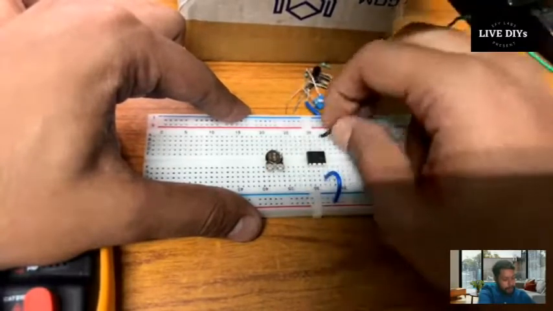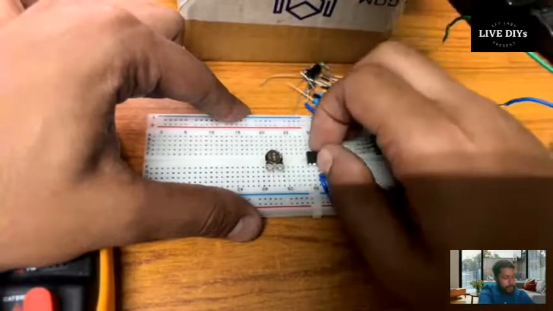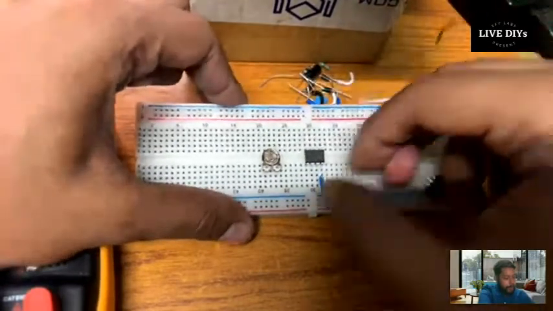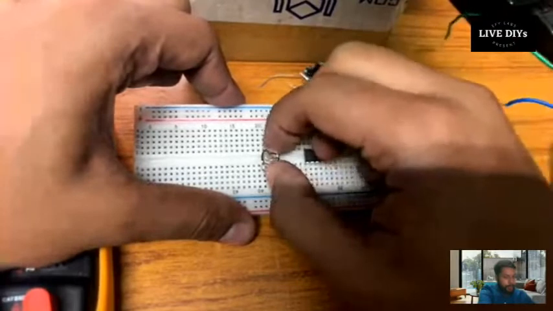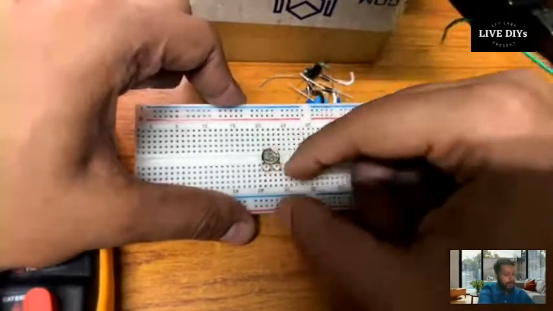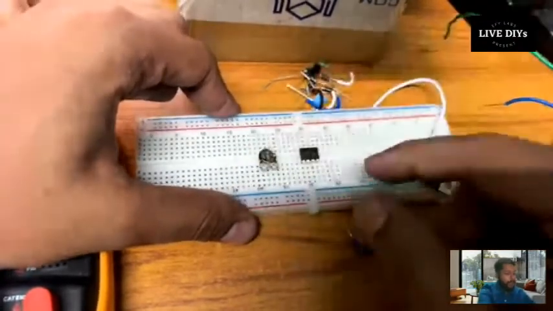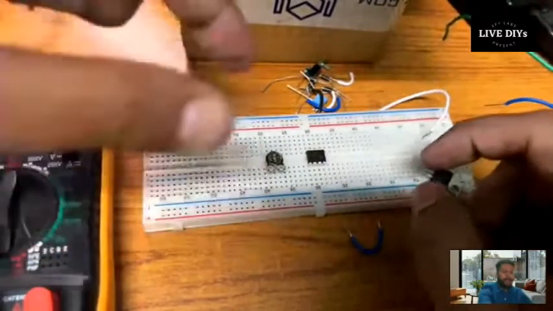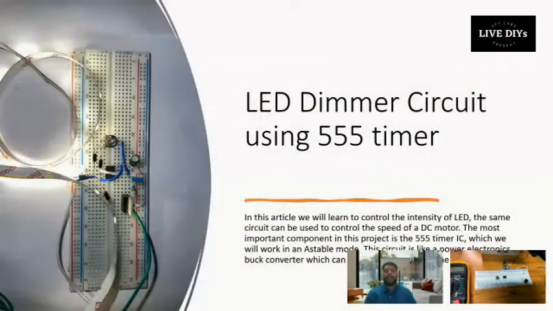And this is the main component, the 555 timer IC. And this is our potentiometer. We can use a 100K potentiometer or 50K potentiometer, whatever you have. So this is basically our LED dimmer circuit, and we'll be using the 555 timer IC, which is the heart of the system, in astable mode, which gives us square waves.